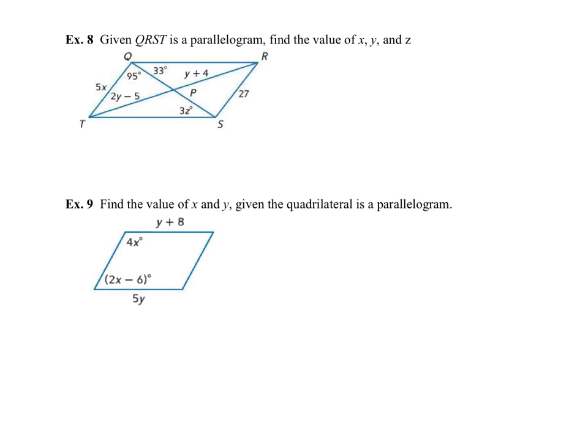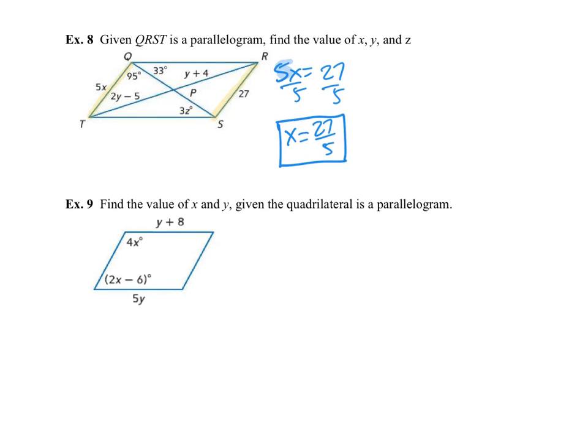So let's start with the fact that if this is a parallelogram, that means that this segment QT and this segment RS, not only are they parallel, but they're also congruent. And if they are congruent, that means their measures are equal. So we can say that 5x is equal to 27, okay? Dividing both sides by 5, we get that x is equal to 27/5, okay? So we have found x.